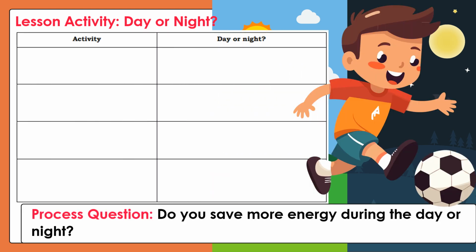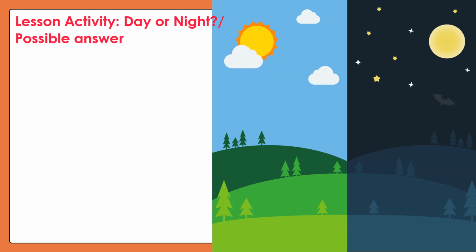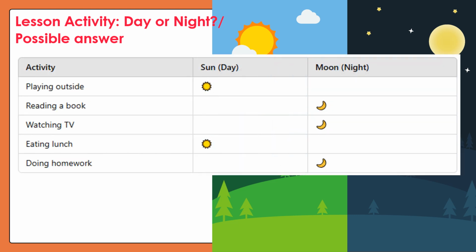And here's the table. Process question: do you save more energy during the day or night? And let's see the possible answers. Activity: playing outside during the day, reading a book during the night, watching TV during the night, eating lunch during the day, doing homework during the night. Still, it depends on your daily activity.